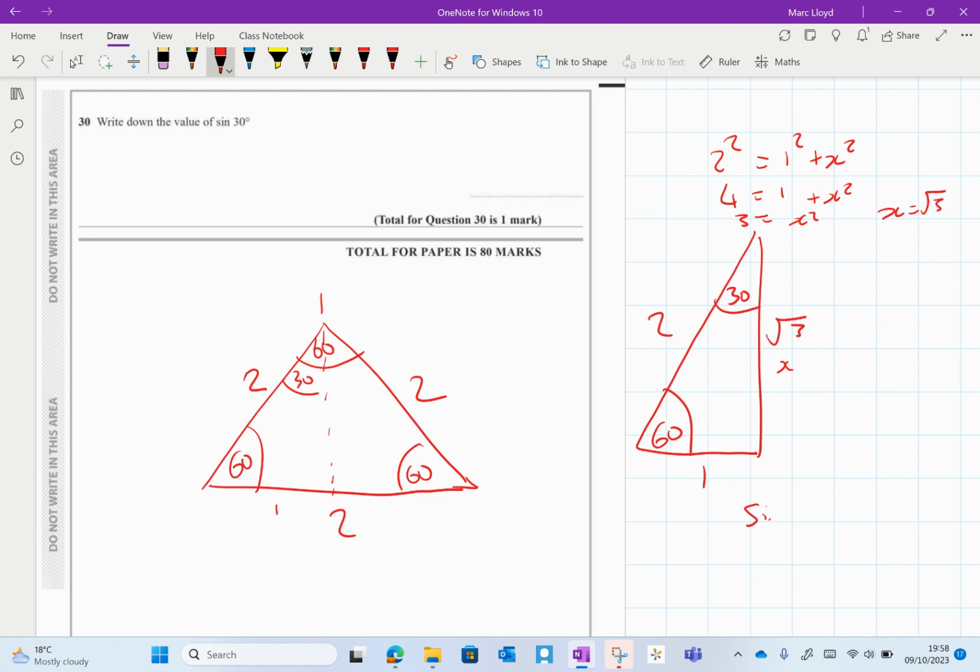So sin is opposite over hypotenuse. So sin 30 will be equal to the opposite, which is 1, over the hypotenuse, which is always opposite the right angle, 2. So the value of sin 30 is 0.5, or it's a half. Hopefully that makes sense. That's quite a tough one for foundation candidates.